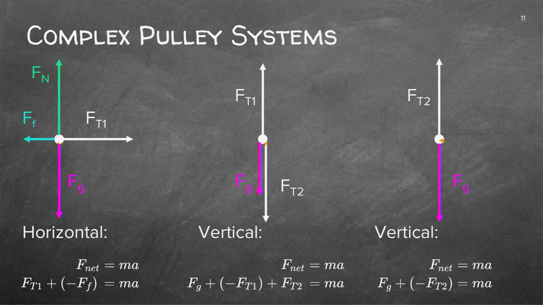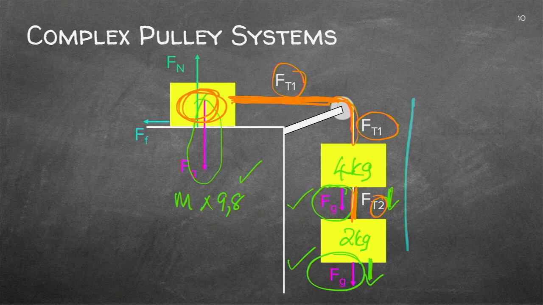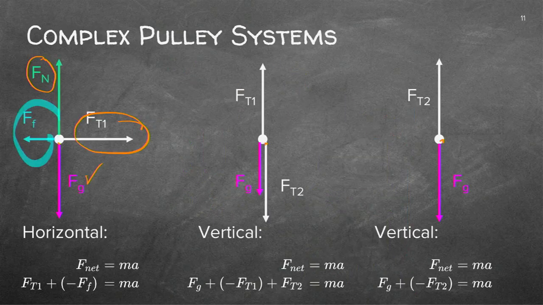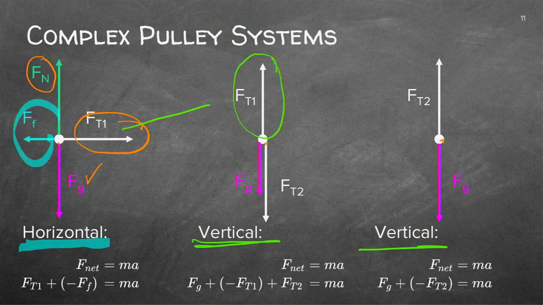Have a look. I've got T1 pulling to that side. I know I've got gravity. Because it's lying on a surface, you also have a normal. And remember we said, then there will be friction. The other two are hanging in the vertical. Therefore, this is horizontal and these two have vertical forces. What's happening? I've got the T1, which is exactly the same there.